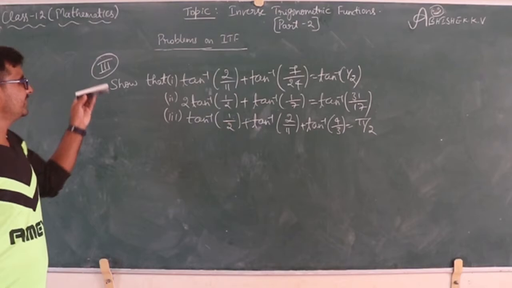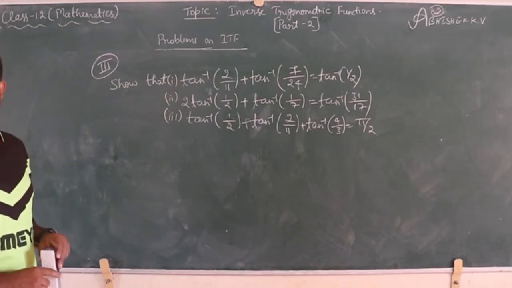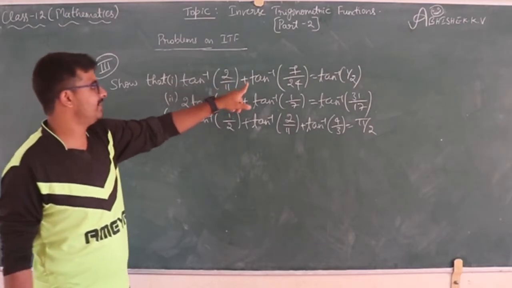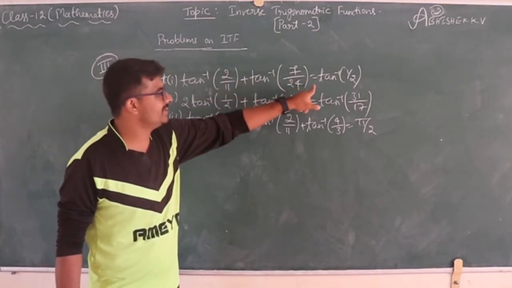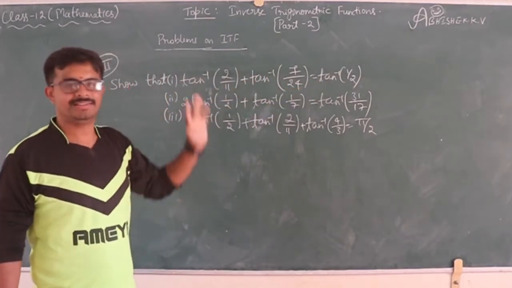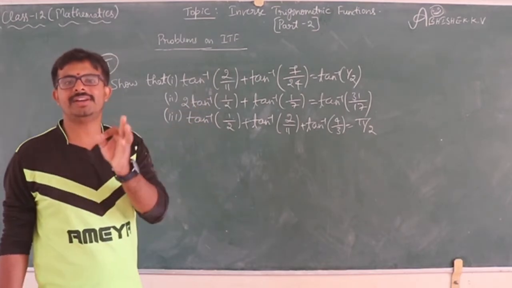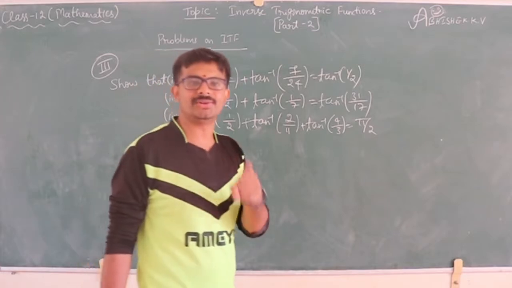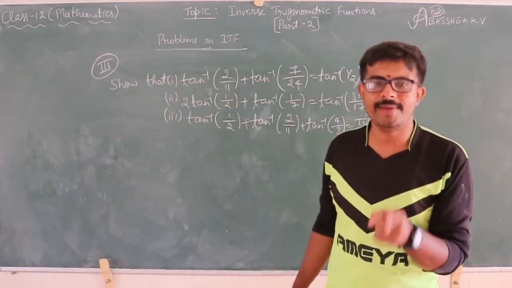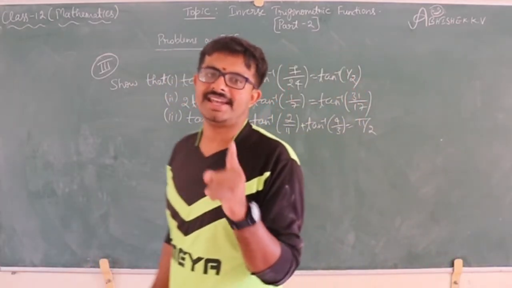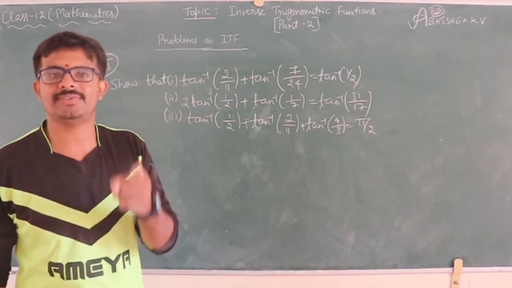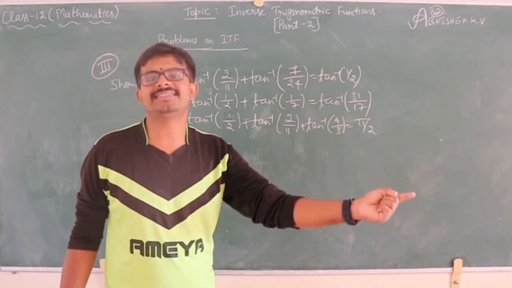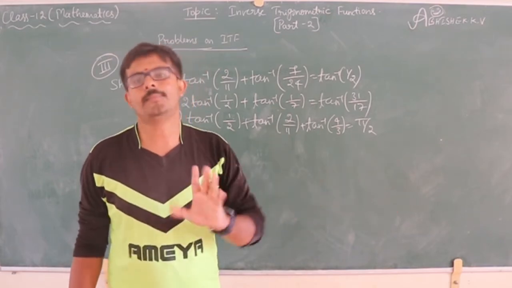Yes, look at the next type of problems on inverse trigonometric functions. See, prove that tan inverse of 2 by 11 plus tan inverse of 7 by 24 is equal to tan inverse of 1 by 2. These problems are based on your fourth property, that is tan inverse A plus tan inverse B is equal to tan inverse of A plus B divided by 1 minus AB, and tan inverse A minus tan inverse B is equal to tan inverse of A minus B divided by 1 plus AB.